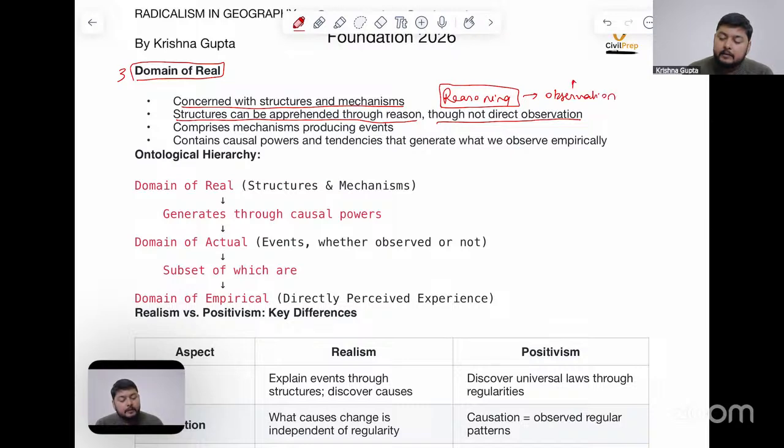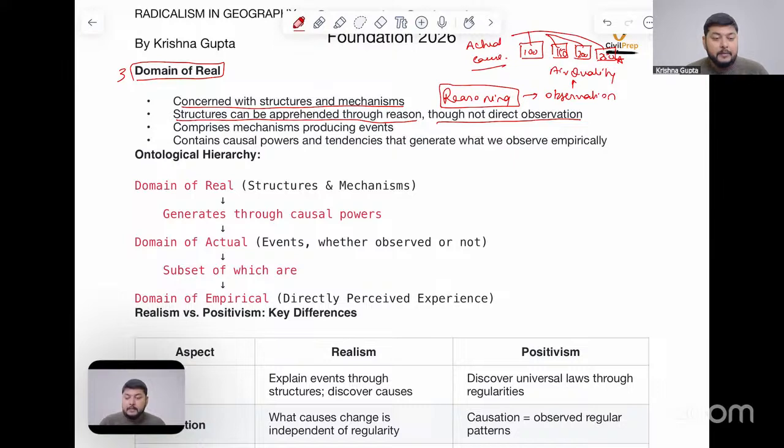For example, the decline in air quality. I have certain data that it was 100, then 150, then 200, now it is around 350. So this empirical data can be connected here, and we can reason out what can be the actual cause for the decline in the air quality. This can be understood with this particular apprehension. Then it comprises mechanisms producing the events. Okay, what can be the mechanisms here?